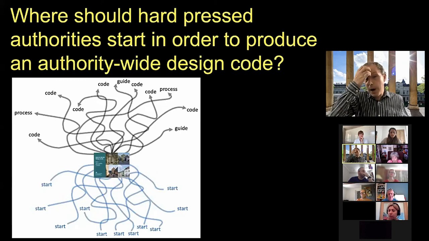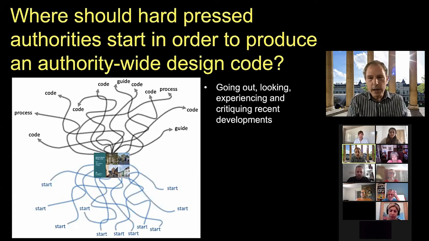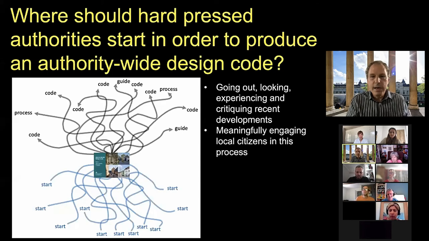We need to start by challenging, in a sense, what has gone before. And to do this, it would be necessary, I think, to build a better understanding by going out and looking, experiencing and critiquing recent developments. A huge amount, of course, can be learned quickly and effectively through post-completion analysis, but too often it doesn't happen systematically. Meaningfully engaging local citizens in this process, both of looking but also asking what their design aspirations are, in a manner that moves beyond simplistic likes and dislikes to aspirations for good places that will allow in each locality fulfilling, enriching and sustainable lives to be led.